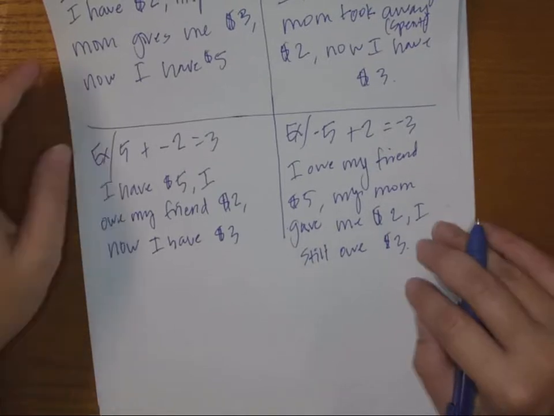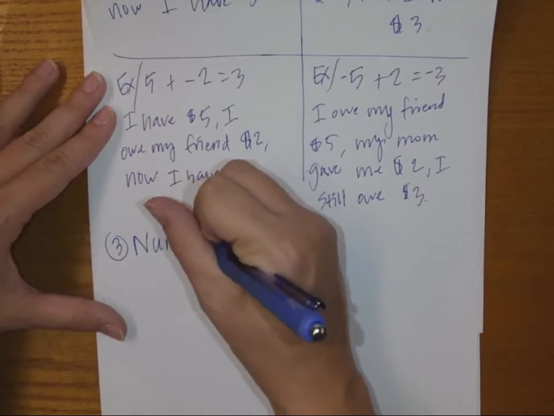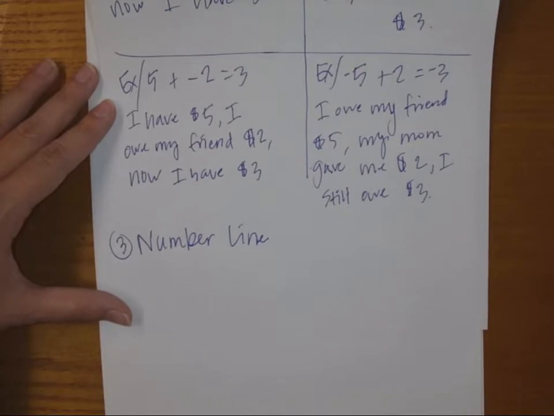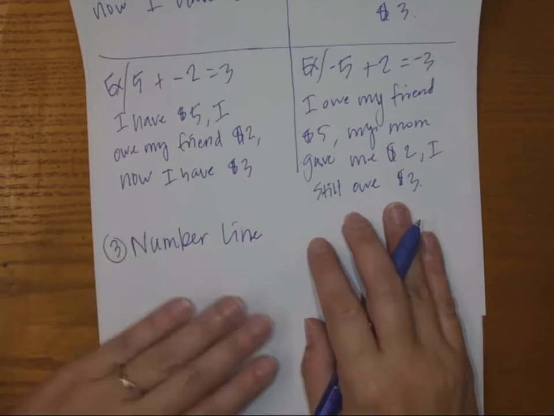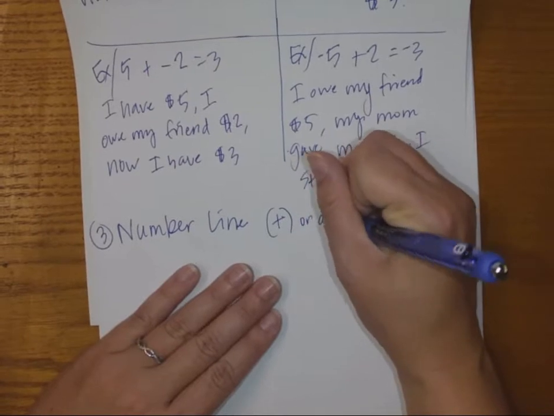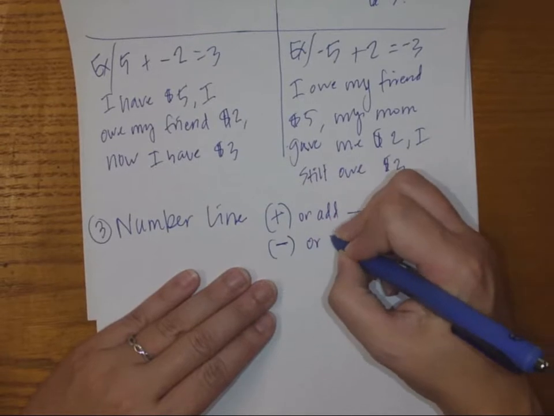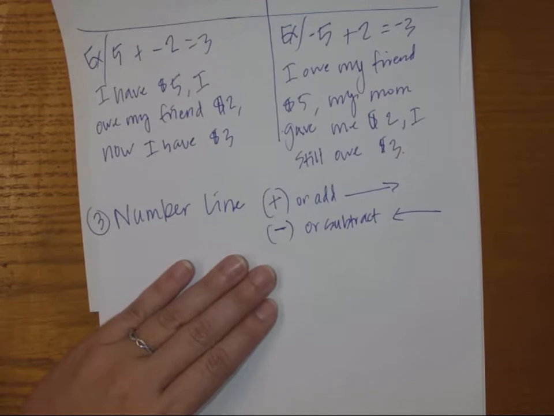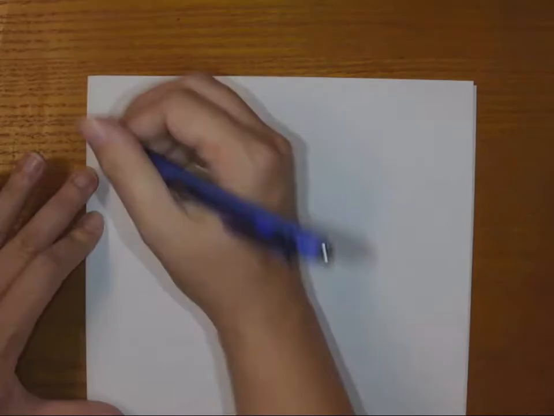The last way is a number line. Most people think about it in terms of 0 pairs or a number line. It's good to do both, though, and to understand both, because some students are better with a number line, some students are better with the 0 pairs. So going through both. A positive number or addition moves to the right on the number line, and a negative number or subtraction moves to the left on the number line.